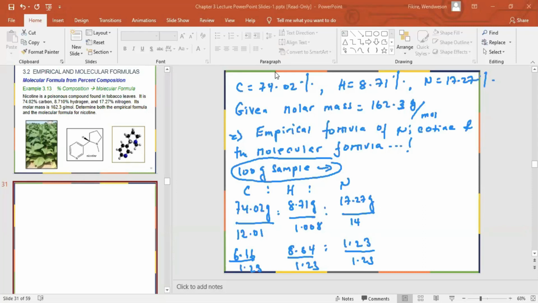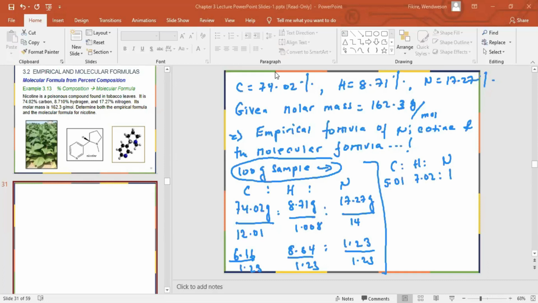So 6.16 divided by 1.23, 8.64 divided by 1.23, 1.23 divided by 1.23. That's the reason: the criteria is that we always have to pick the smallest mole ratio. Let me create another table here: carbon, hydrogen, and nitrogen. If you divide 6.16 by 1.23, what's the number you get? 5.01, okay. 8.64 divided by 1.23, 7.02, thank you. 1.23 divided by 1.23, that's easy, 1. Okay, now 5.01, 7.02, and 1.